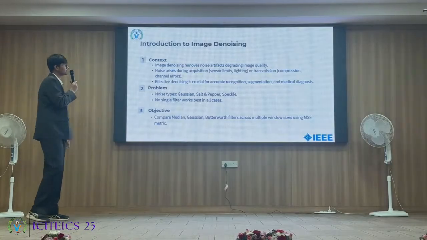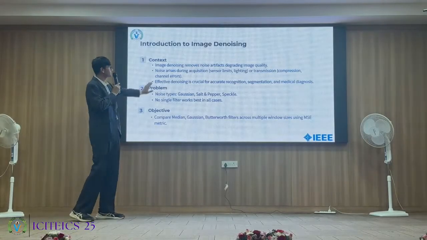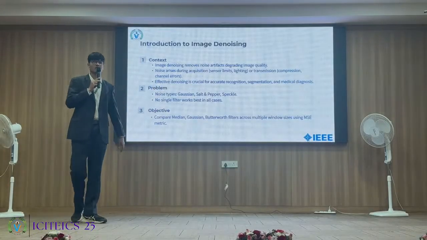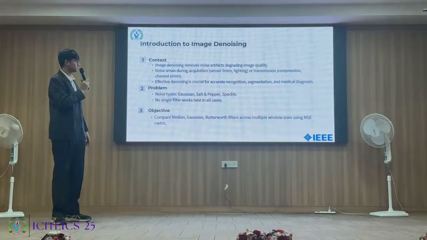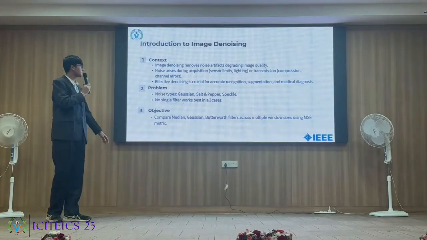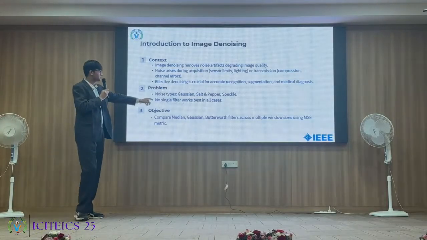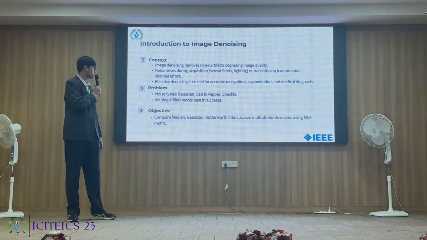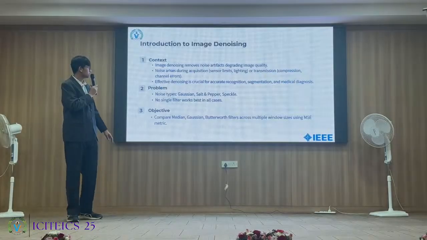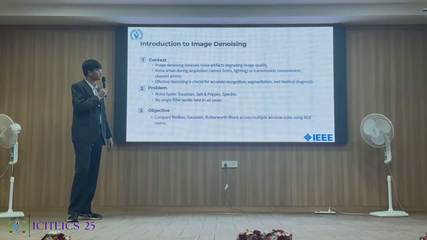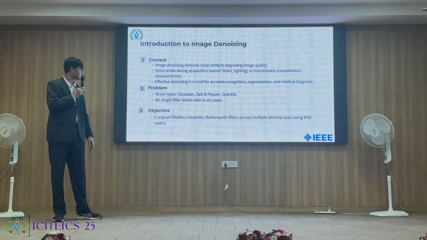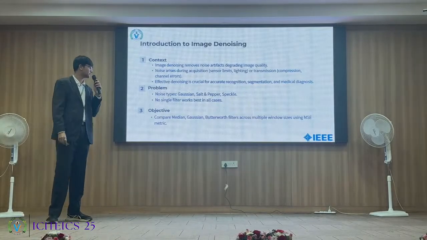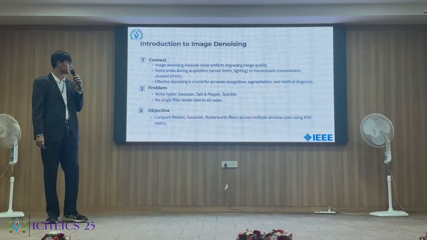So let's understand what is image denoising. Image denoising is about how we remove noise that is present in the image. The noise types used in the paper are Gaussian, salt and pepper, and speckle noises. We have understood that no single filter works best in all cases. The objective is to compare median, Gaussian and Butterworth filters using metrics as an assessment.